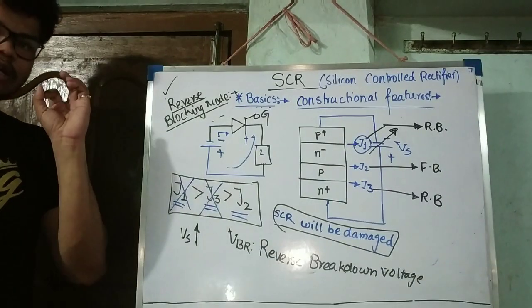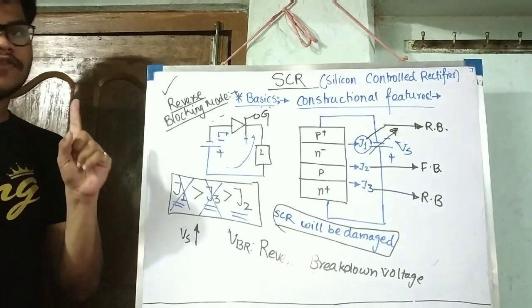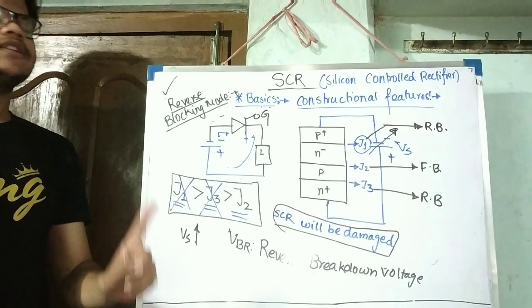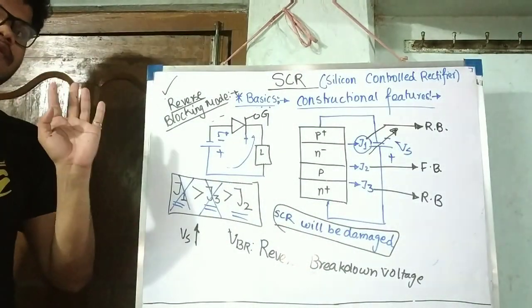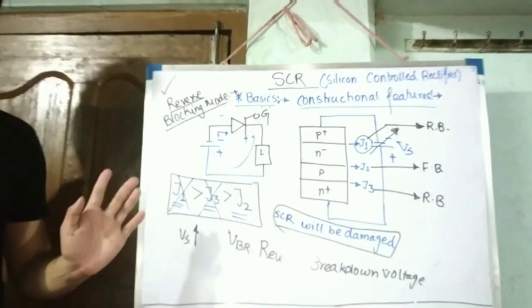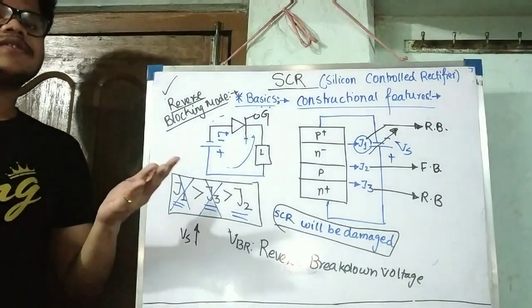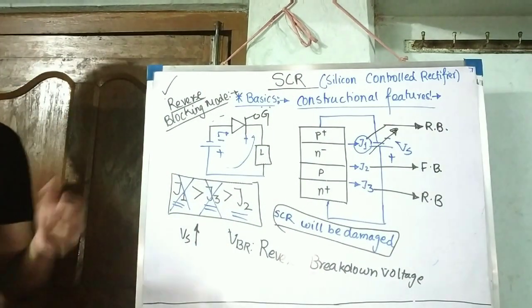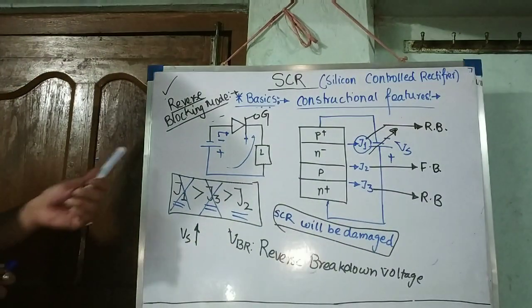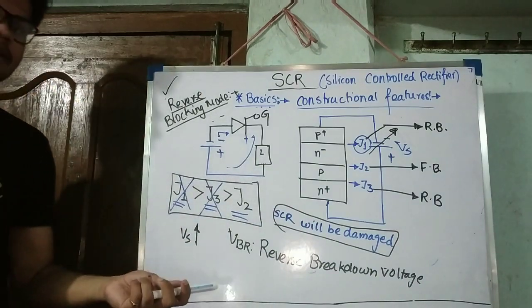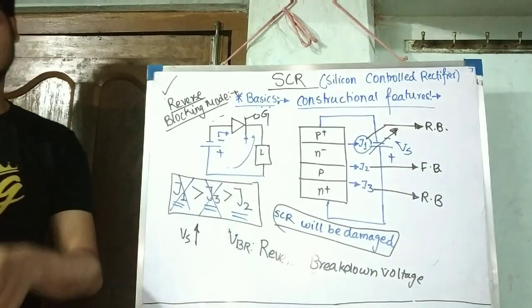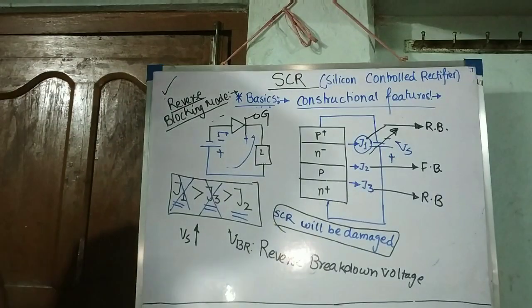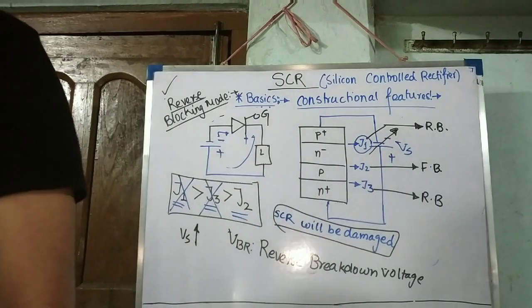Okay, so we have seen three modes: first of all the forward blocking mode, the forward conduction mode, and the reverse blocking mode. The stable modes are forward conduction mode and reverse blocking mode. The forward blocking mode is not a stable state. Okay, so this is a stable state. Again, we have seen in forward conduction also that is a stable state, but forward blocking is not a stable state. Now let us see the VI characteristics.